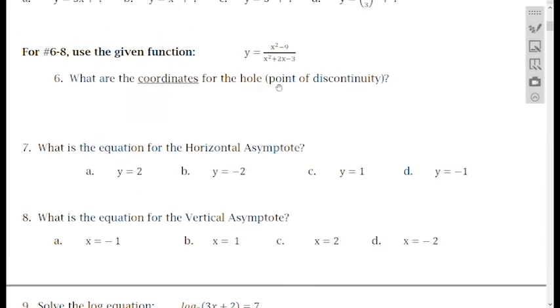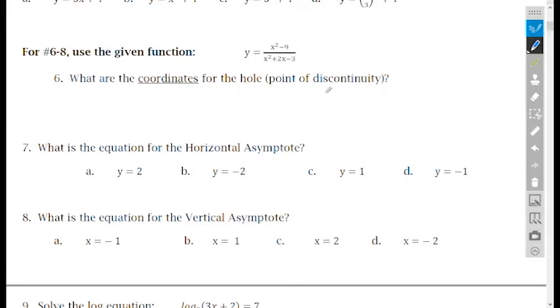Number 6, what are the coordinates for the hole or point of discontinuity? All right, so first of all, looks like we'll be using this for a couple of questions. So x squared minus 9 over x squared plus 2x minus 3.